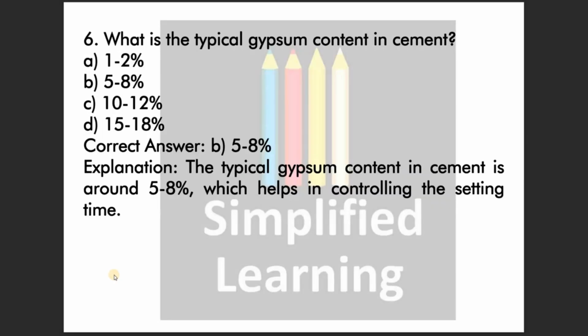Then what is the typical gypsum content in cement? It is given in the range of 5 to 8%. Okay, it helps to control the setting time of cement.